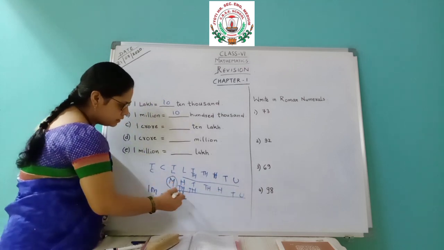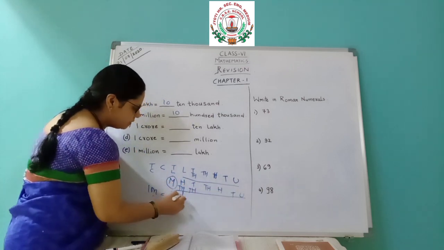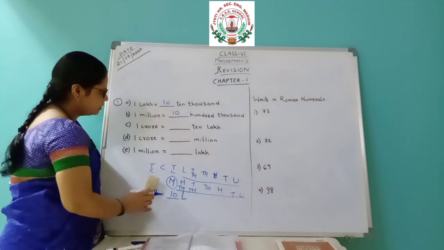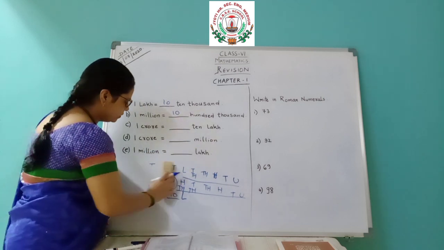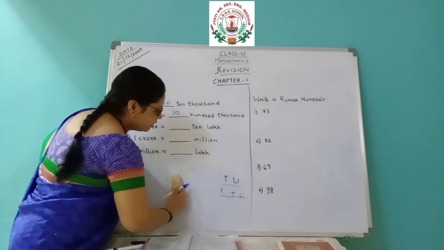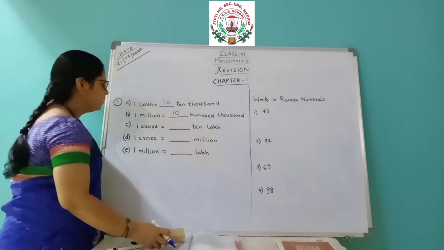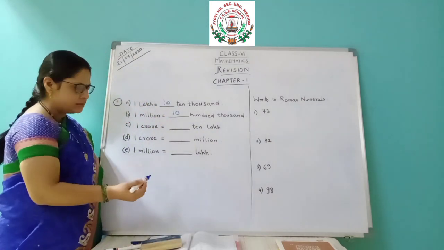So this million is 10 times of lakhs, which is just equal to the 100,000. So here also it will be 10. That was not our question, I was just explaining.